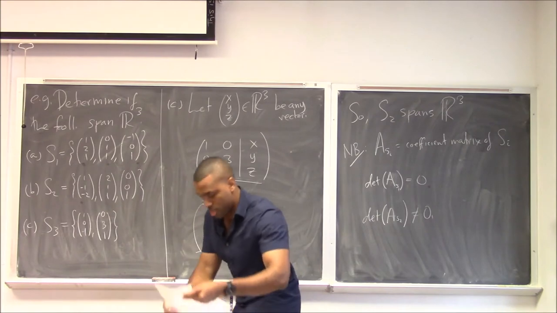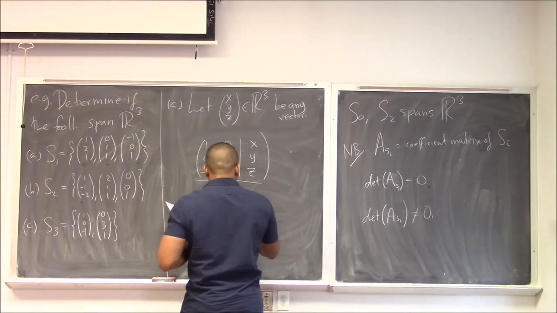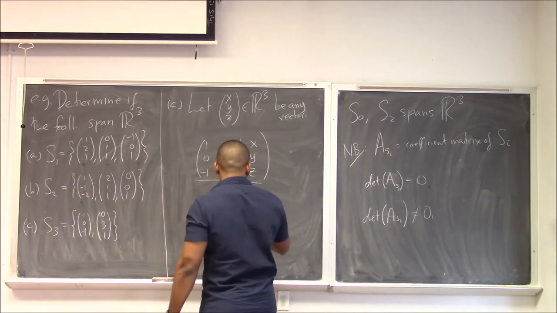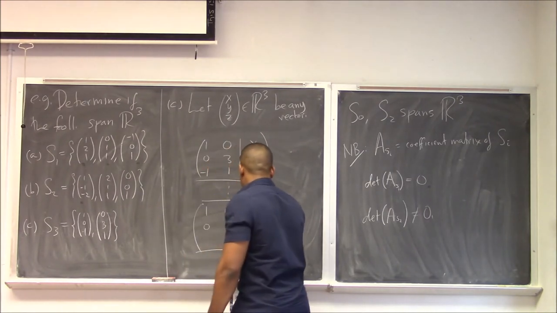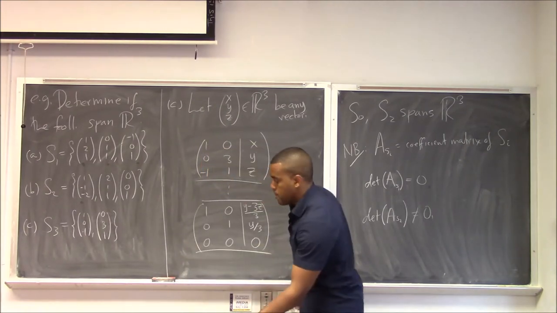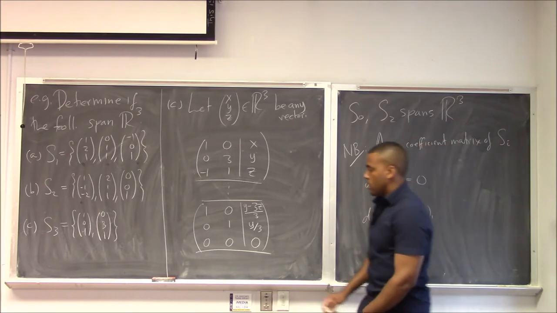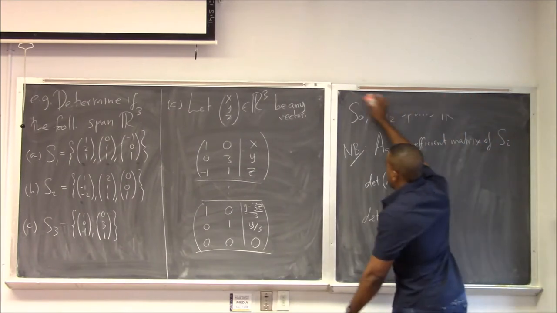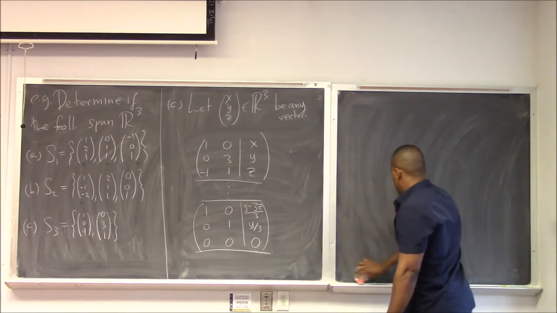And this one reduces to 2, y minus, I think that's a 3, 3z over 3, 0, 1, y over 3, then this was 0, 0, 0. Tell me what you think would happen in this case. Is it consistent? Can I span? Don't think so.